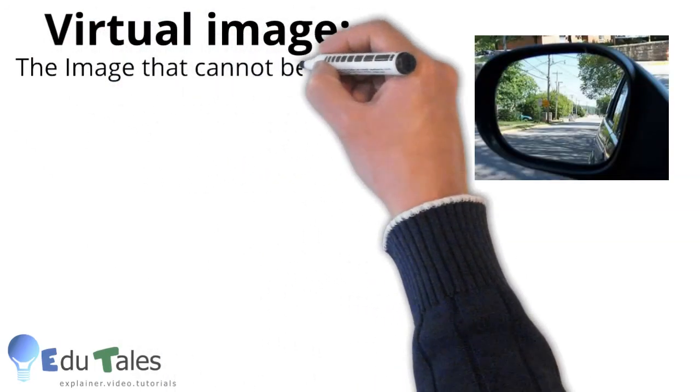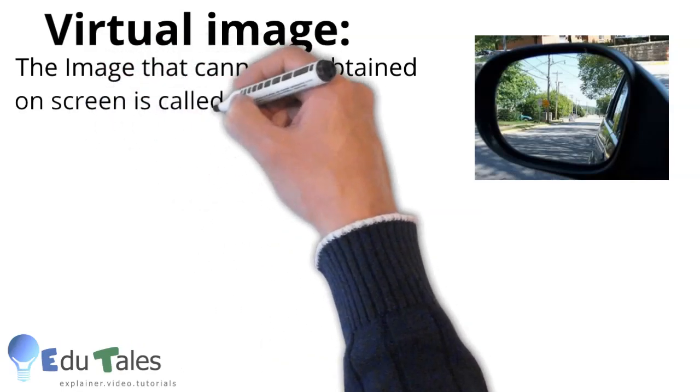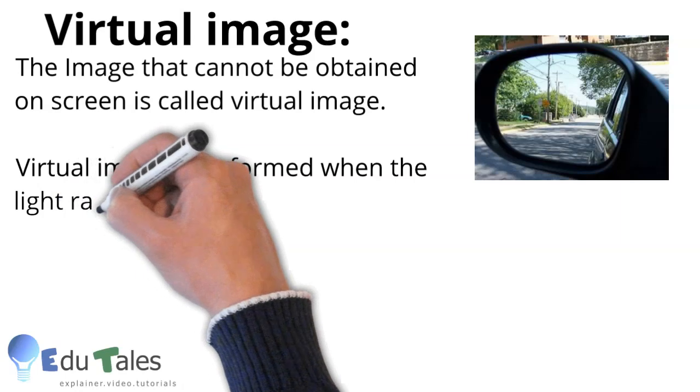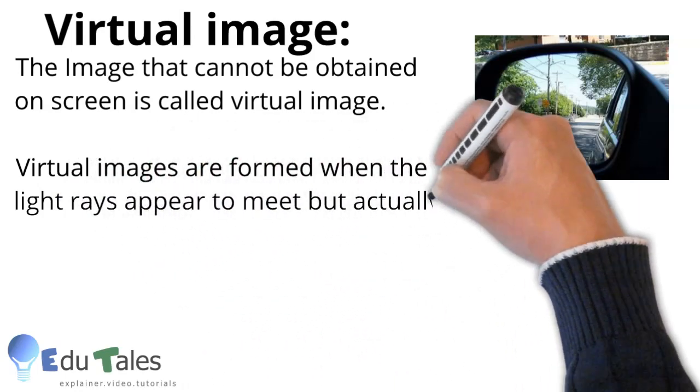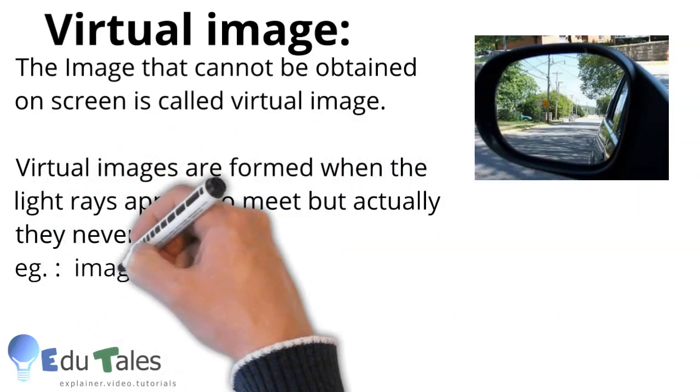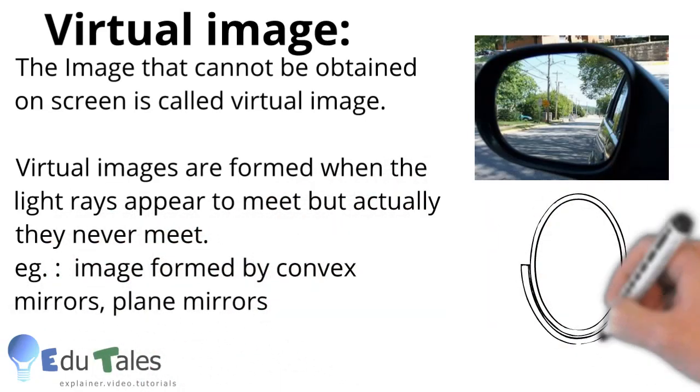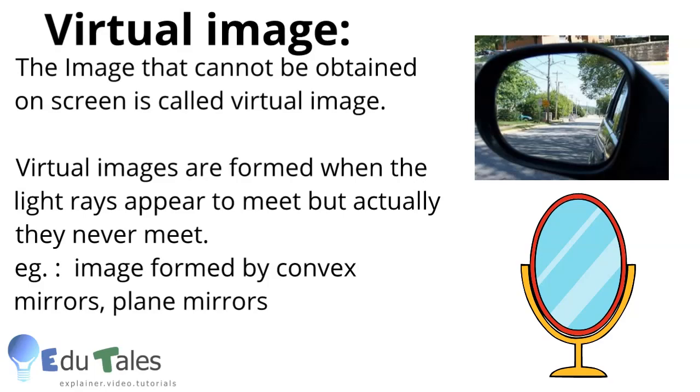Virtual images. The image that cannot be obtained on a screen is called virtual image. Virtual images are formed when the light rays appear to meet, but actually they never meet. For example, an image formed by convex mirrors, or an image formed by plane mirrors.